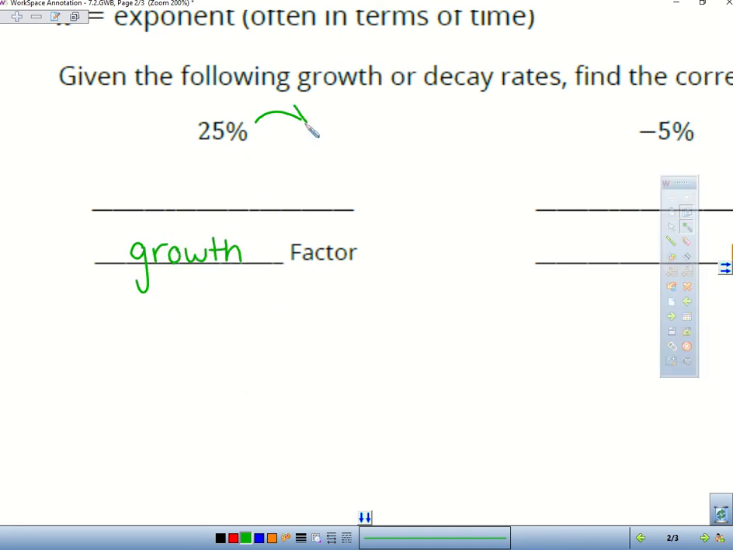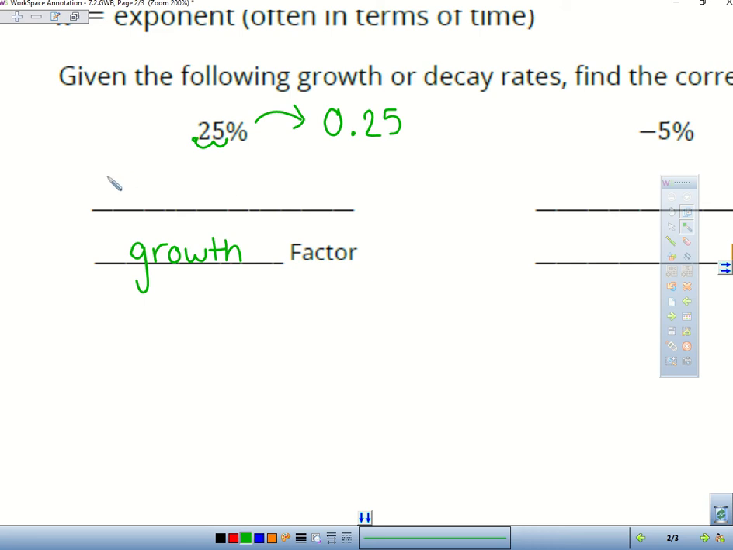So what is 25% as a decimal? 0.25. So if you're wondering how to do it, you move the decimal place 2 places to the left. Do you remember this from whenever you learned it? Yeah. Okay. So now what you do is we determine that it's growth.